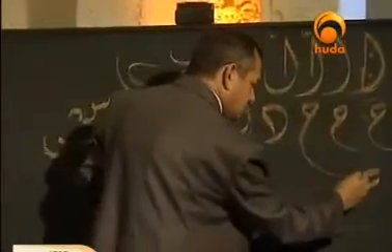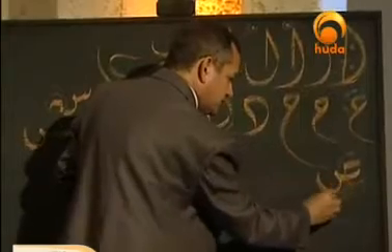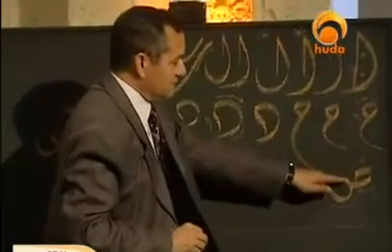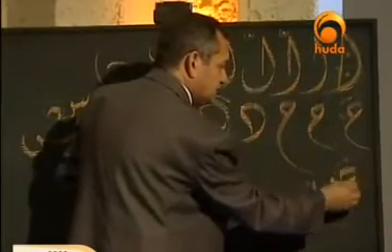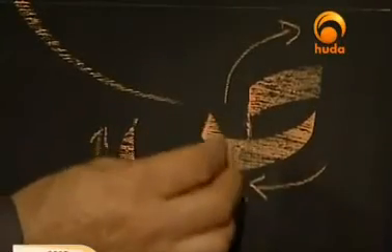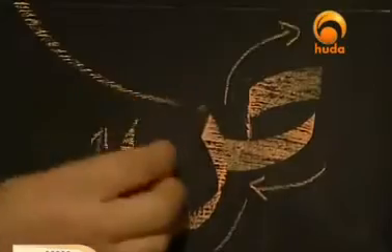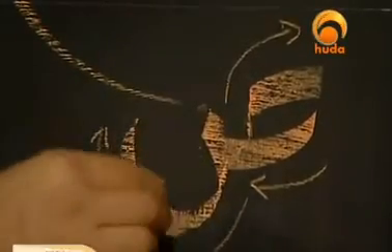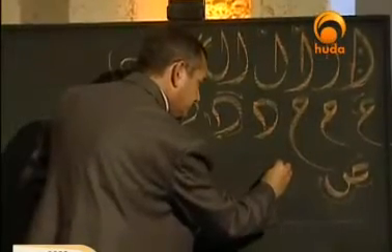It has 1 step, 2nd step, and 3rd step. So it has 3 steps to write the sad letter. Start from down, thin and thick on the right, thick, complete thickness of the pen from right to left, and stop here, and then I'll join the body of sin or sad, the same part.